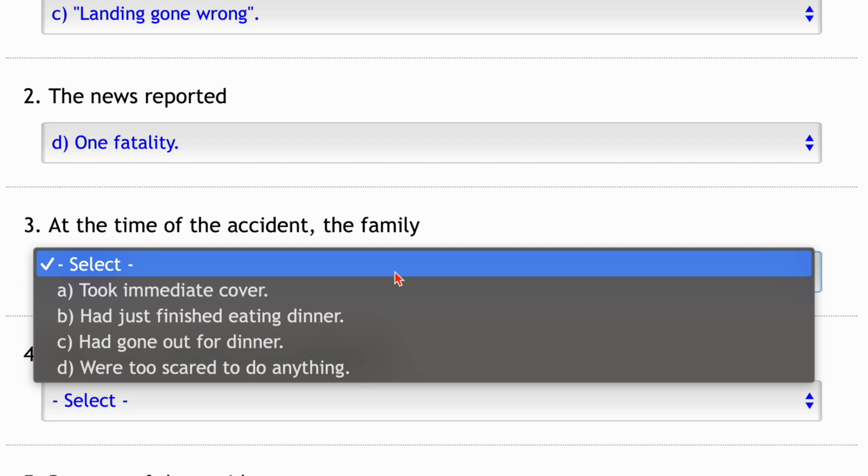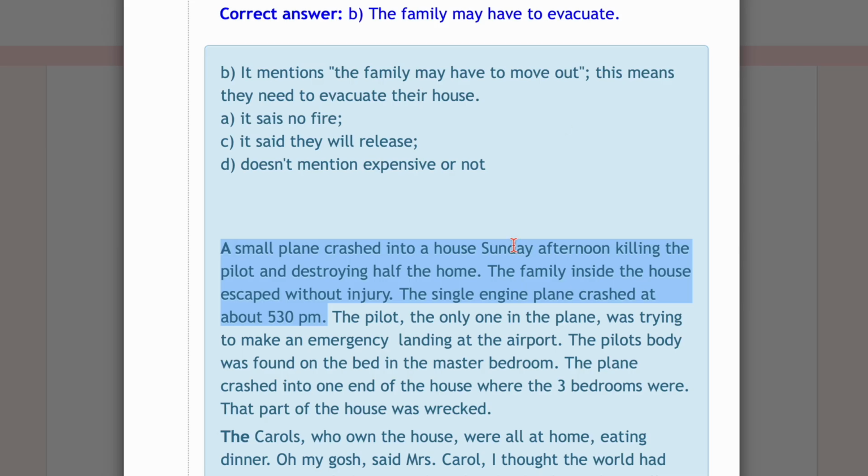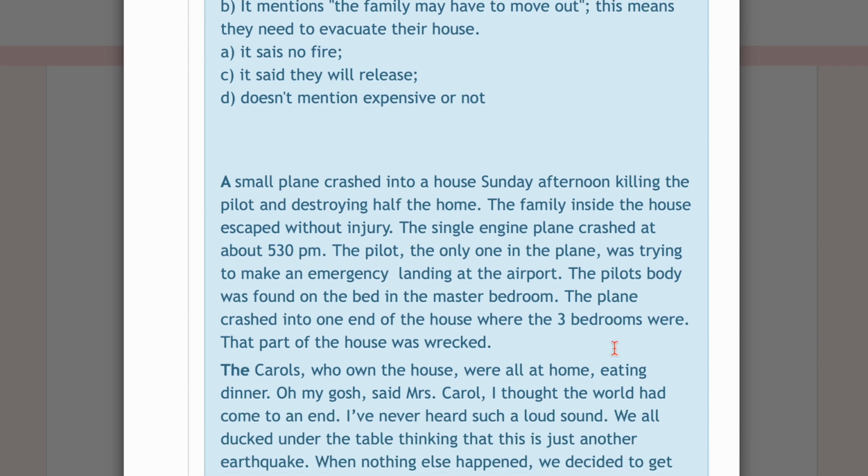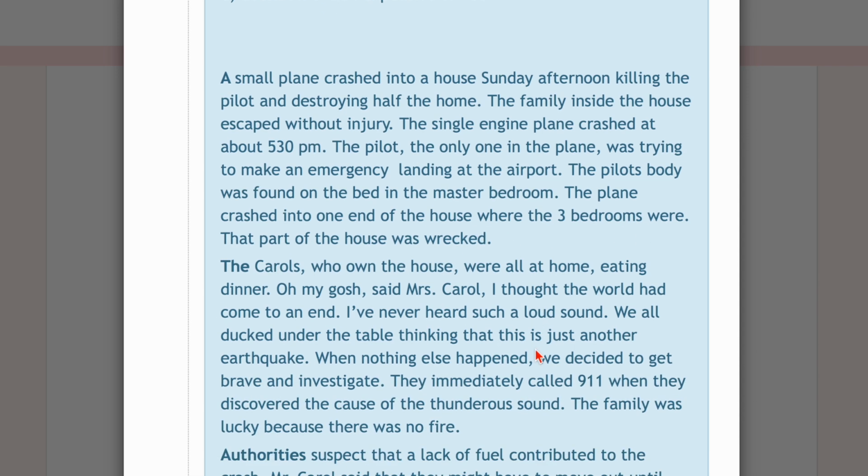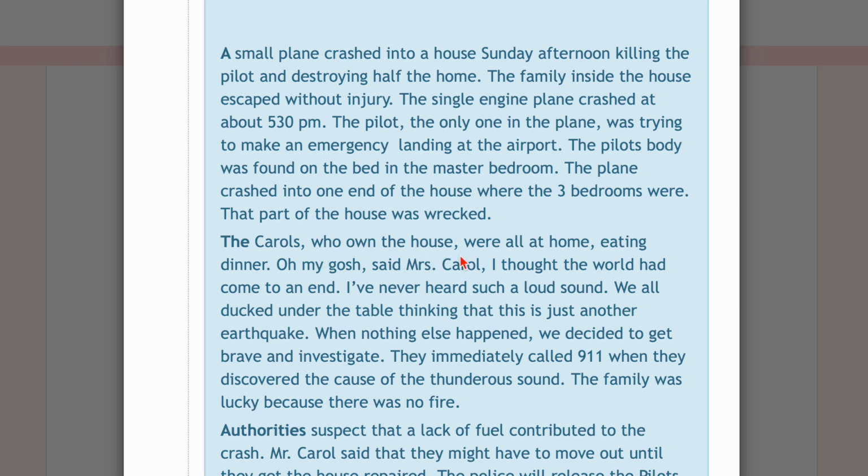Let's check that one. The pilot, the only one in the plane, was trying to make an emergency landing at the airport. The pilot's body was found on the bed in the master bedroom. The plane crashed into one end of the house where the 3 bedrooms were. That part of the house was wrecked. The Carrolls, who owned the house, were all at home eating dinner.